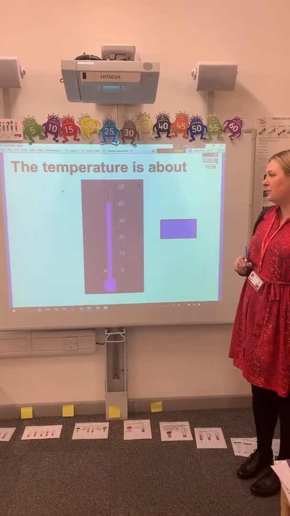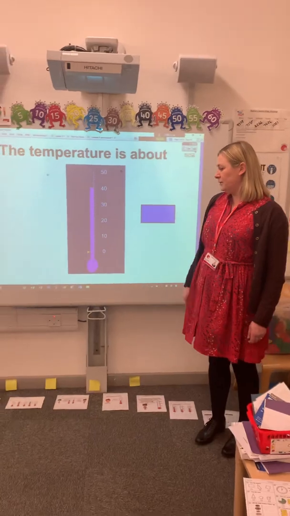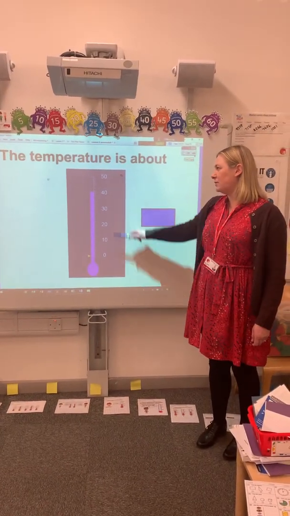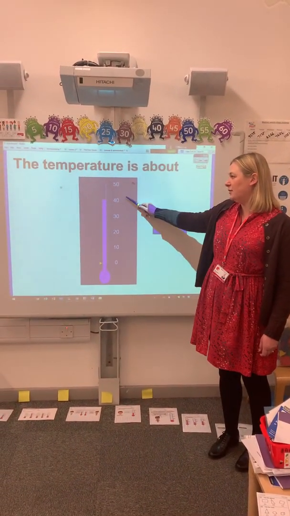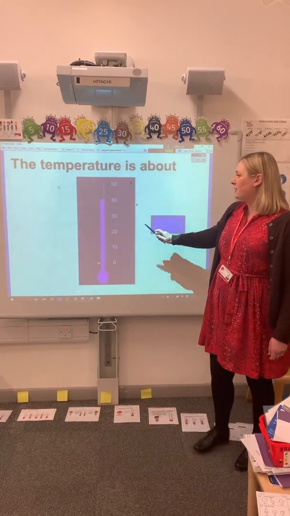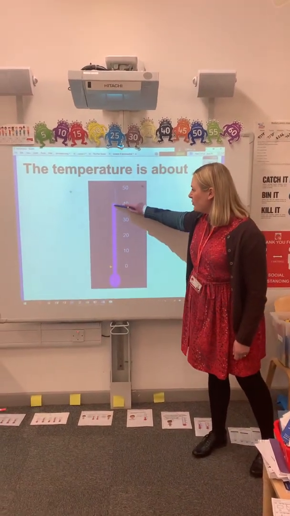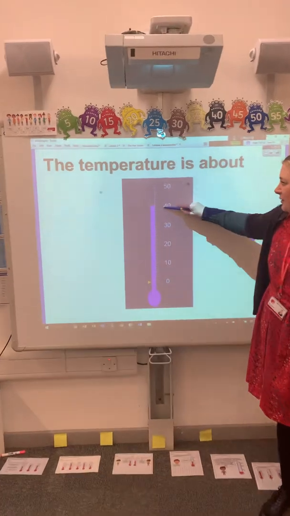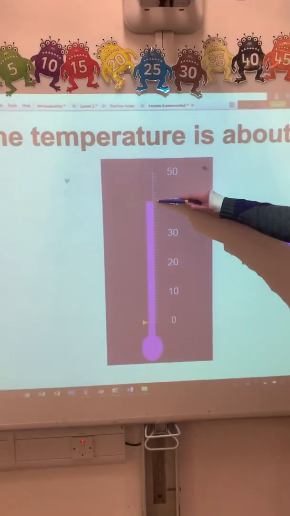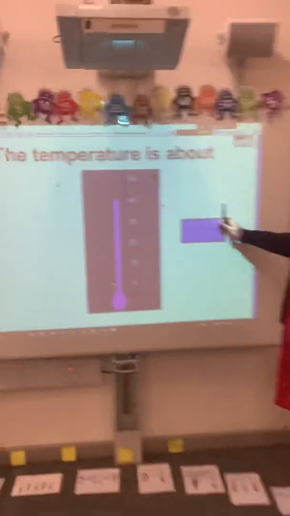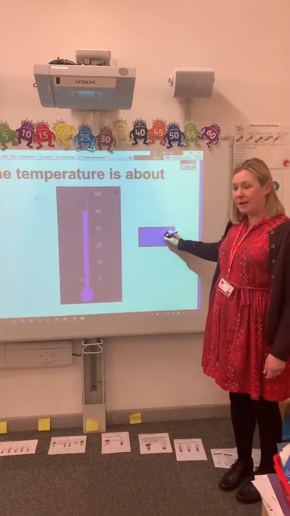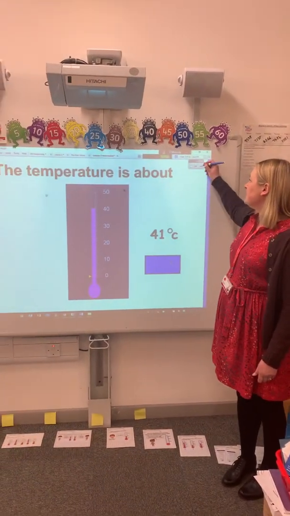Again, on this one, I'll give you a moment to look through. Think carefully what temperature the thermometer is showing. So the temperature is about, well, here is 40. Can you see the white line demarcating the 40? It's 1 above, so it's 41 degrees. The temperature is about 41 degrees.